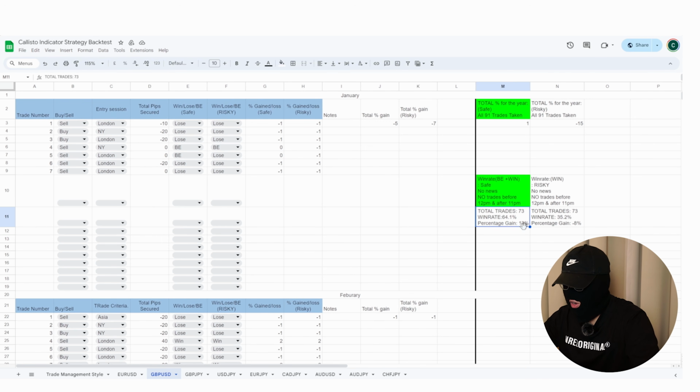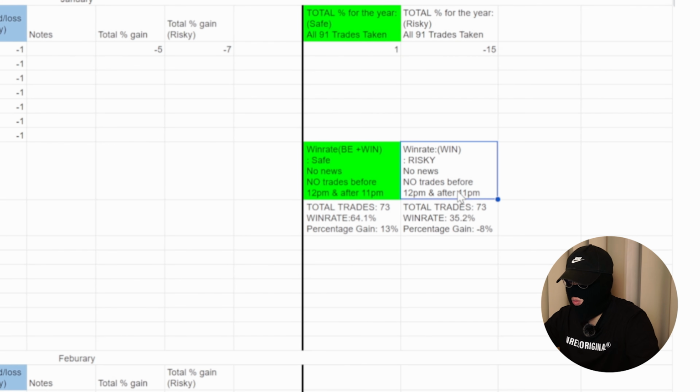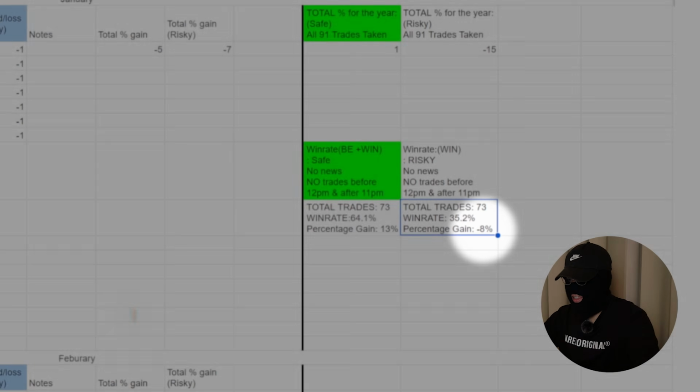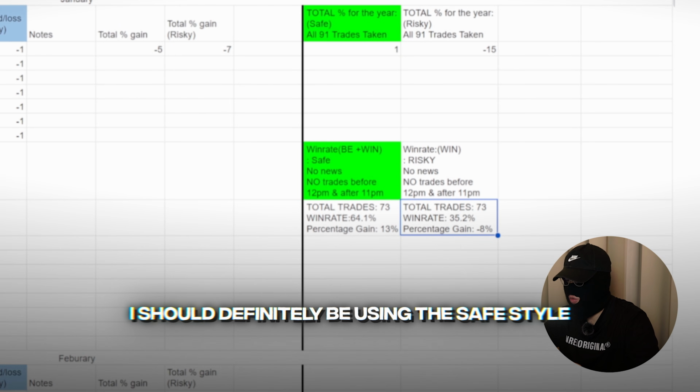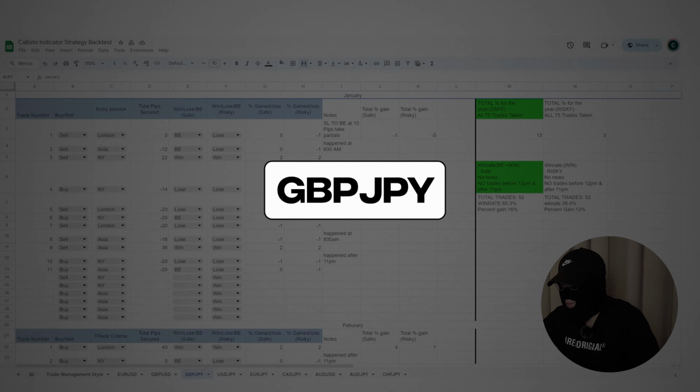On the other hand, for the risky method, where we don't manage our risk by not putting SL to break even at 10 pips profit, I'll be down 8% for the year, which is a no-go. This concludes that I should definitely be using the safe risk management style, as it yields a high win rate and higher profitability. So let's take a look at GBP JPY.